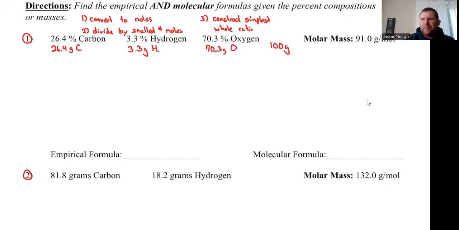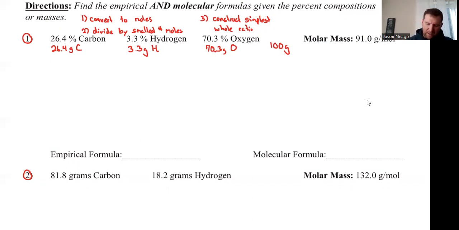We can do this because it doesn't specify in the problem what our sample size was. If it did tell us what the sample size was, like if it said the sample size was 30 grams, then I would have to take 26.4% of 30 to figure out the number of grams. But to do this calculation, to do empirical formulas, I have to start with grams to be able to do my calculation. Okay, so for step number 1, I'm going to convert everything to moles.